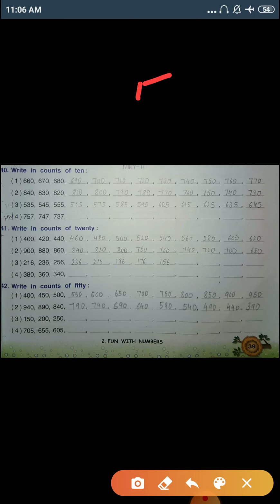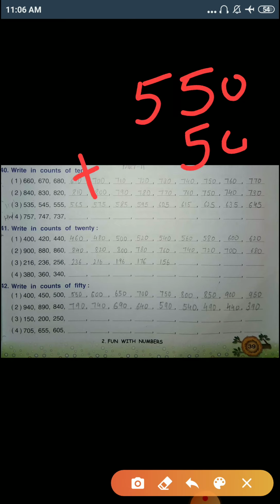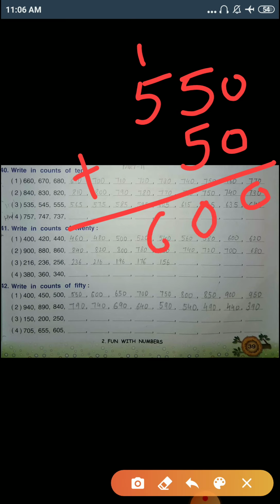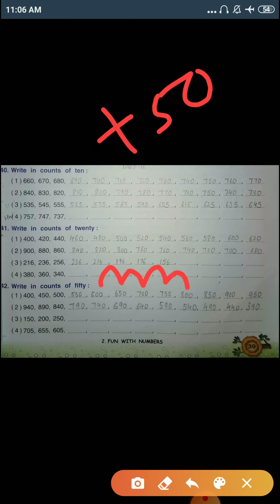Then again 550 plus 50. Add these two numbers. 0 plus 0, 0. 5 plus 5, 10. 5 plus 1 will give you 6. That means the next number is 600. So by using this method, you need to solve the other blanks by adding 50.